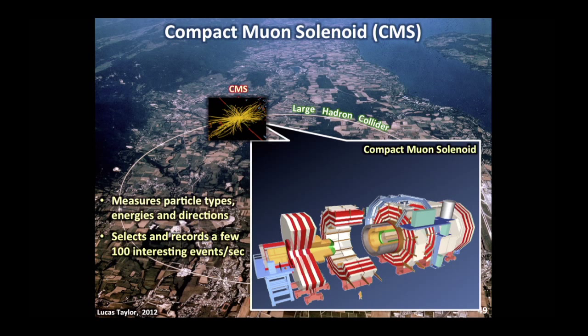So here's a picture, and we'll go into more detail in a while, of the one called the Compact Muon Solenoid, or CMS experiment. And this is what happens when those bunches collide. You get a mess. And out of this mess, you have to decide, is this mess interesting? Do I keep it or do I toss it? And to do that, they have all sorts of detectors. We're going to talk about silicon detectors and calorimeters, which are giant thermometers, and muon detectors.